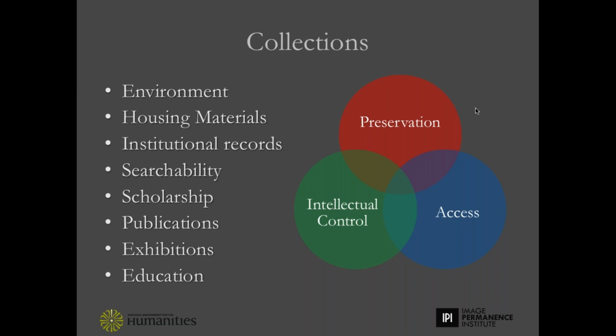There's a lot of overlap between intellectual control and access. Having good institutional records, like cataloging records, is one aspect of intellectual control. By having good records, we can provide access to the collection and make them available for research, publications, exhibitions, and educational programs. Understanding the materials and process of a photograph is essential to interpreting and contextualizing the object. In turn, accurate identification in the institutional record also provides important information about the object for preservation and conservation treatment.